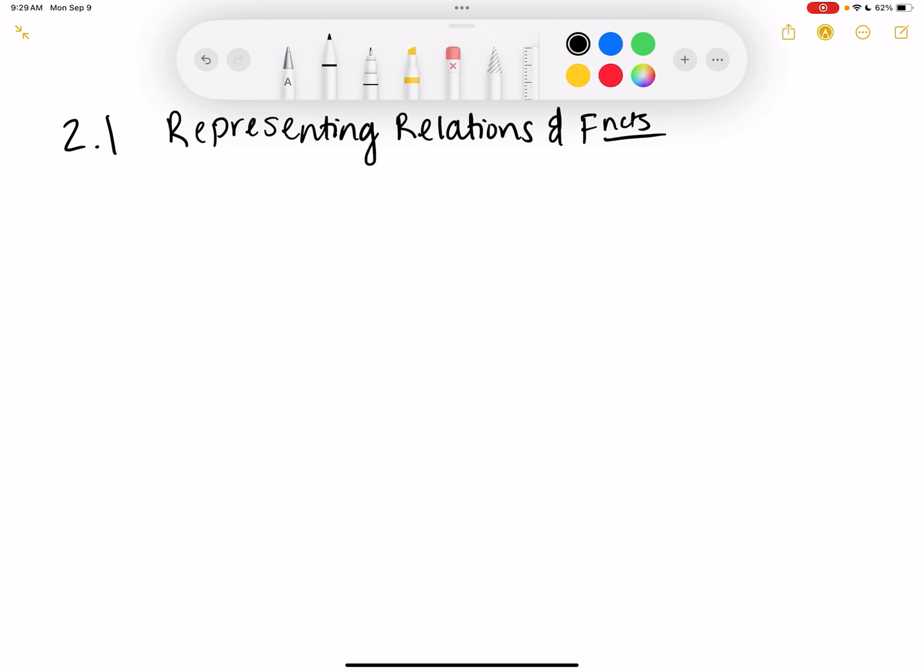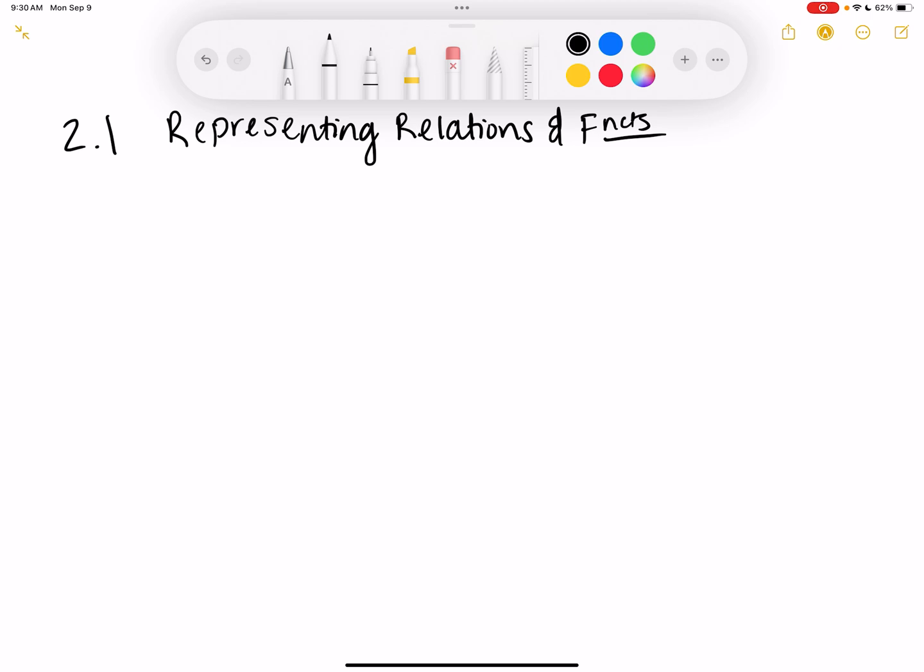All right, what are the different ways that we can represent a relation? Just say them. You can do ordered pairs. You can do a graph. You could do a mapping diagram. You could do a table. You could use f of x notation. All right, we also will have to at times list the domain and range.